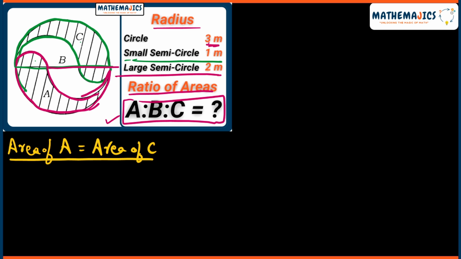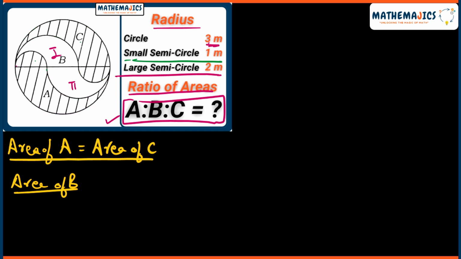Now, let's come to area of B. I'm dividing the area of B into two parts, part 1 and part 2. Let's see how part 1 is carved out. Look at this large semicircle. Now, out of this large semicircle, if I remove this small semicircle, I will get the area of part 1. If I remove this green area from the large semicircle, I will get area of part 1.